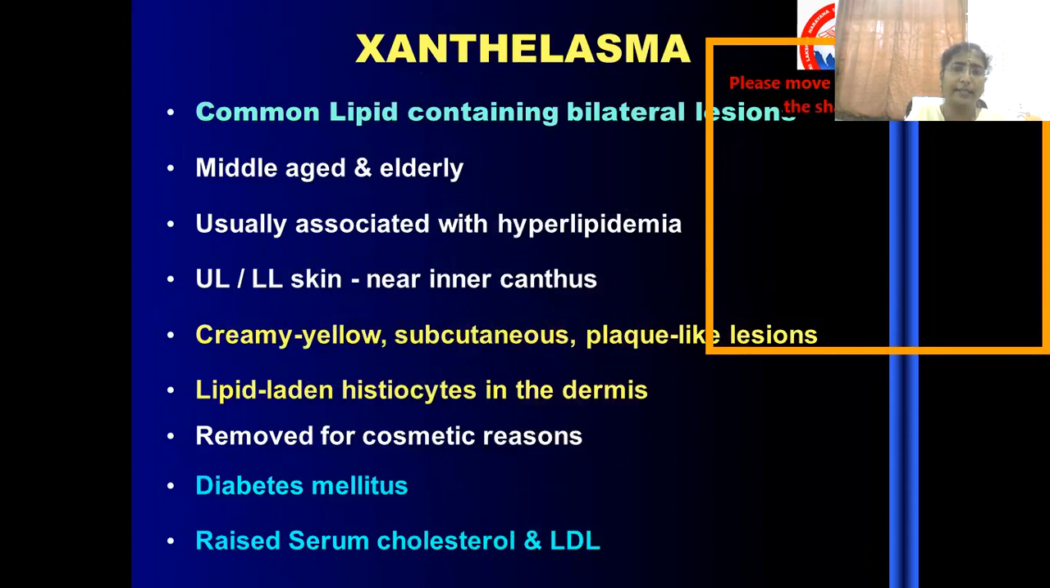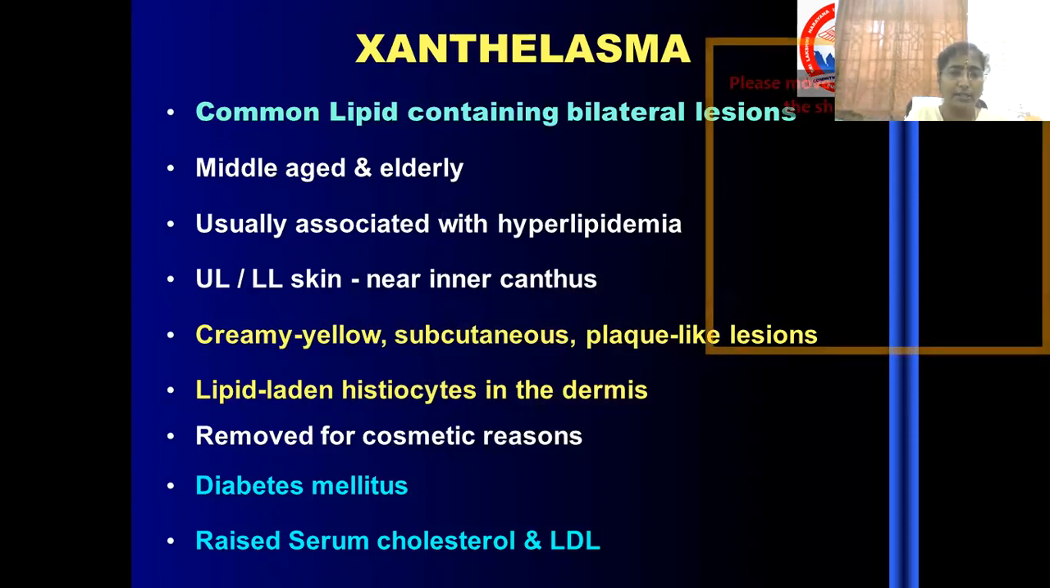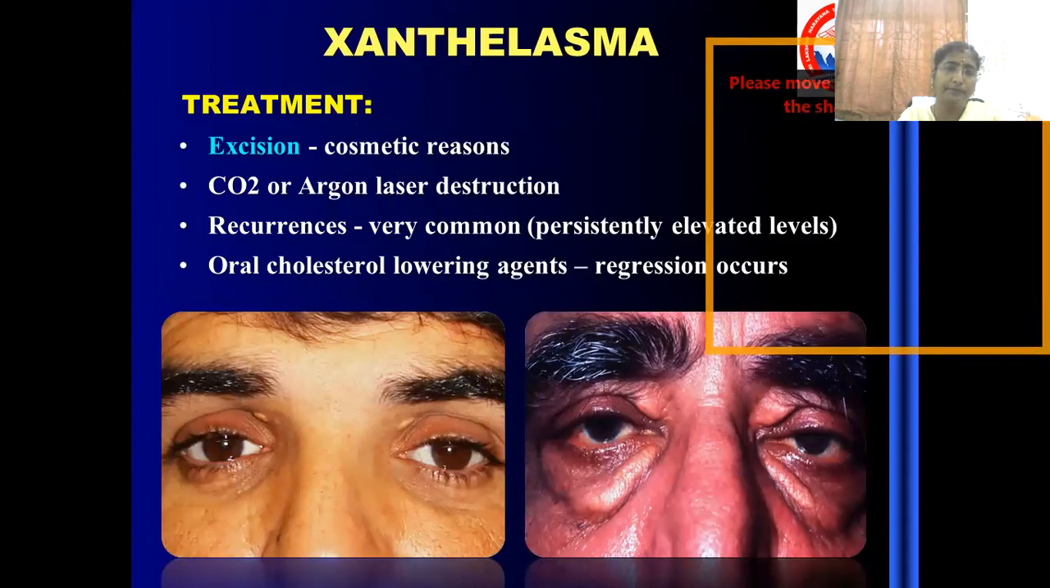Xanthelasma is a common lipid-containing bilateral lesion, and usually it occurs in middle-aged or elderly people, usually associated with hyperlipidemia. It can be on the upper lid or lower lid skin near the inner canthus. It is a creamy yellow, subcutaneous plaque-like lesion with lipid-laden histiocytes in the dermis. Usually they are treated only for cosmetic reasons. Otherwise, it doesn't cause any problem. In these persons, we also see associated diabetes mellitus and raised serum cholesterol and LDL. So these are the xanthelasma. As I told, excision is just for cosmetic use.